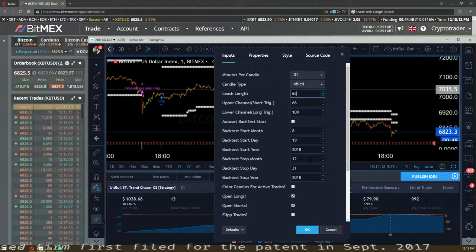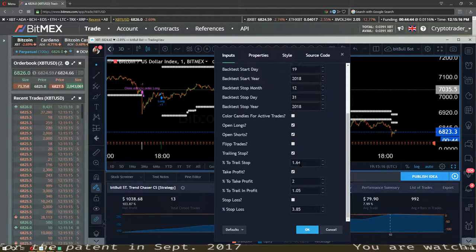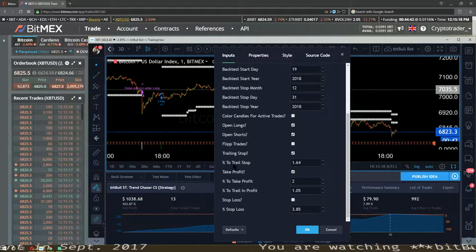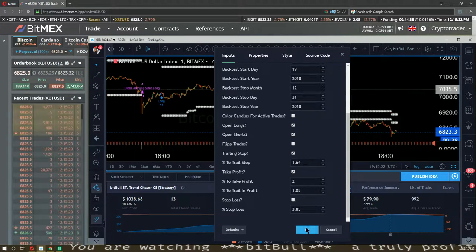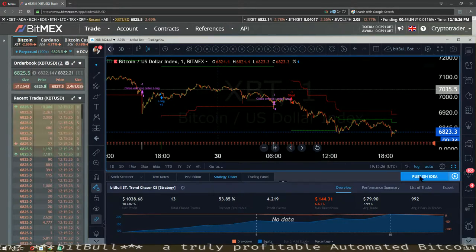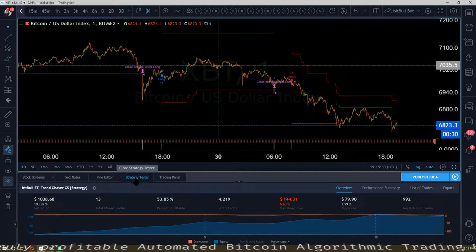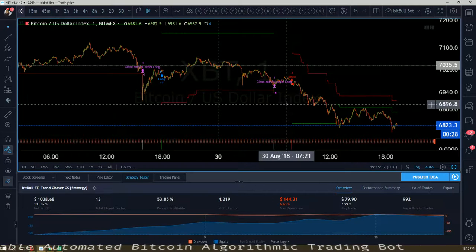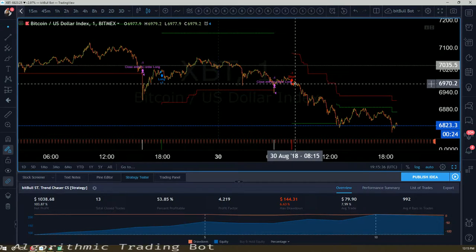Real quick, just okay. 1%. This is the trailing stop. Check, boom. 4%. So let's look like this. Up really quick, as we enter our short position right here.